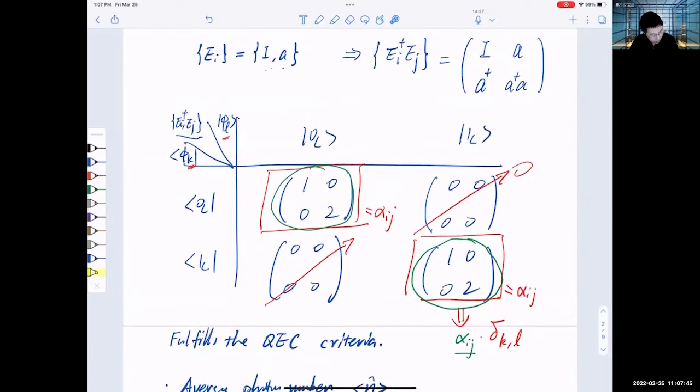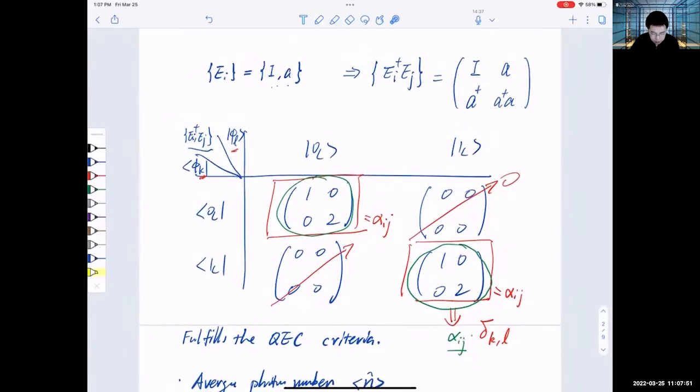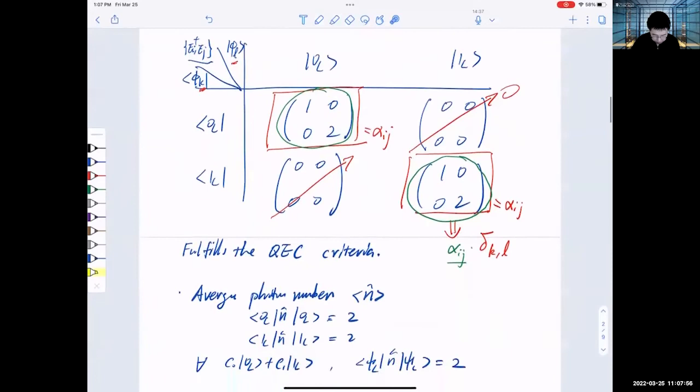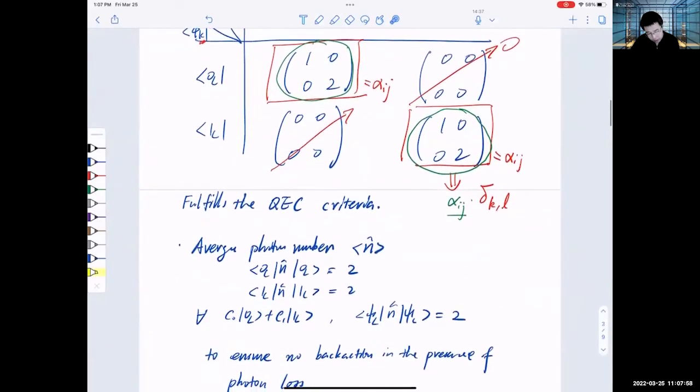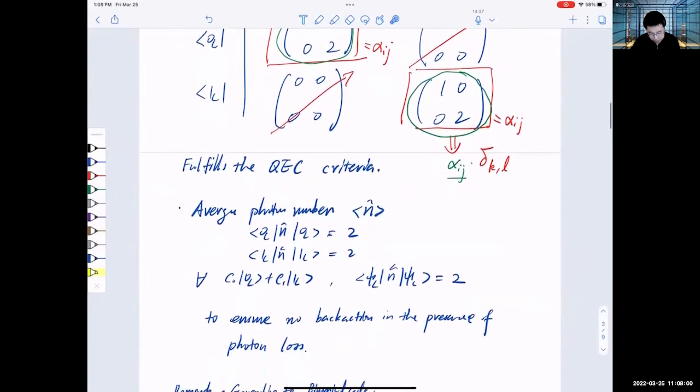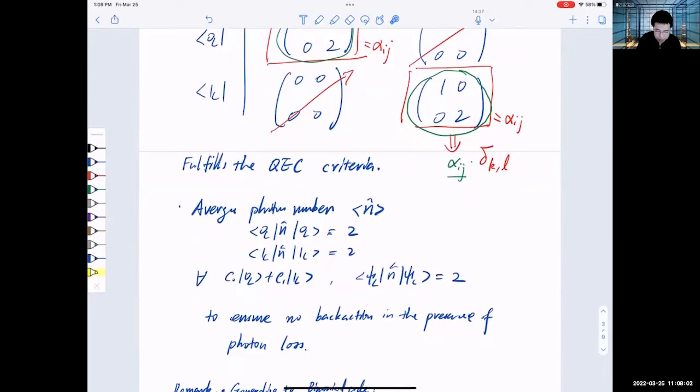Okay, so that's a case where we can use the error correction criteria to verify that indeed the encoding for the Kitten code can correct the errors. And again, as I said earlier, intuitively, the average photon number is the same. So regardless of what logical state, it's equally likely to lose photons. So there is no way for the environment to infer what's going on.